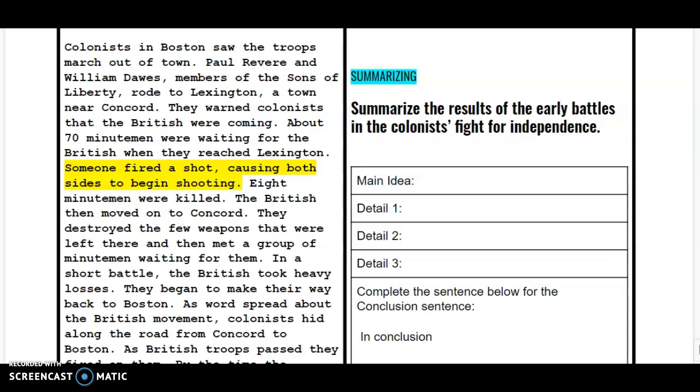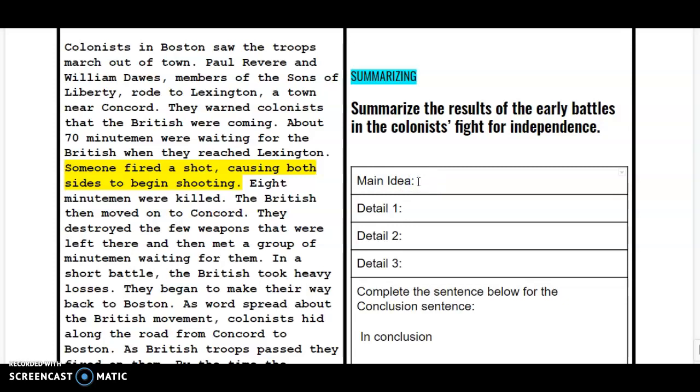Good evening. This is the third part to a call to arms. So the question is, well, it's not really a question, it's more of a command, and you need to summarize the results of the early battles in the colonists' fight for independence. So the first thing that I'm going to do is just go through and read and highlight some information that I can learn, because it looks like here we're going to have to figure out what is the main idea and three details.